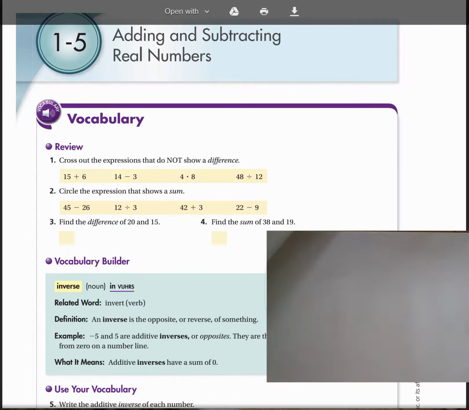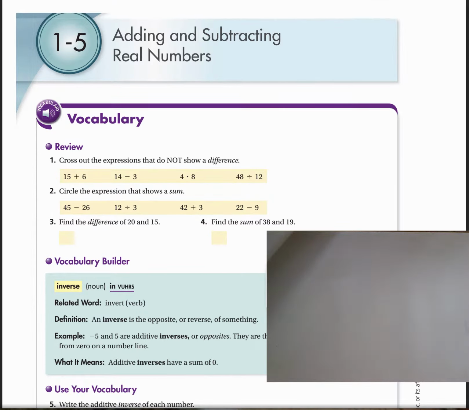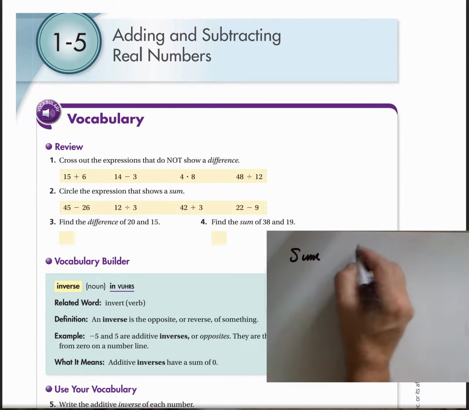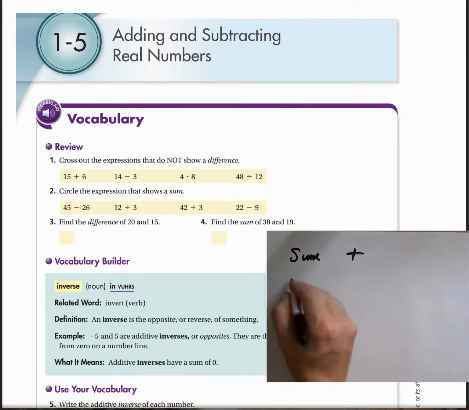Chapter 1, Section 5, Adding and Subtracting Real Numbers. That's your learning target for today. All right, we've already learned what the meaning of sum is. That means plus. And difference means minus. All right, let's use this a little bit to see if we can do the first three problems in this practice.